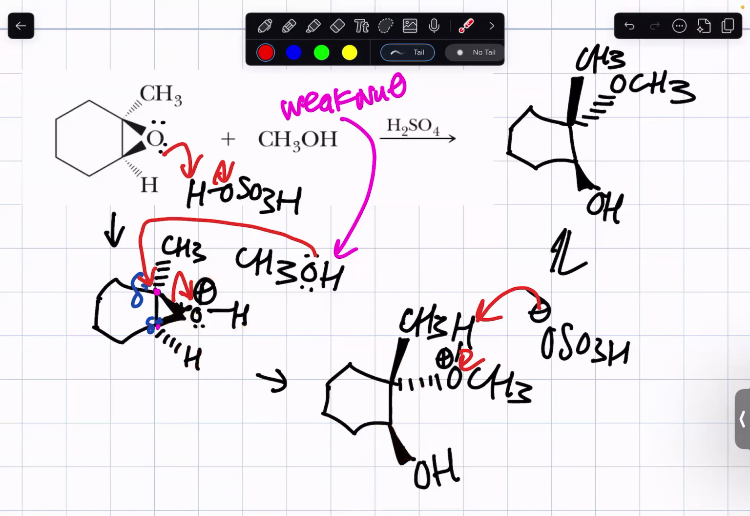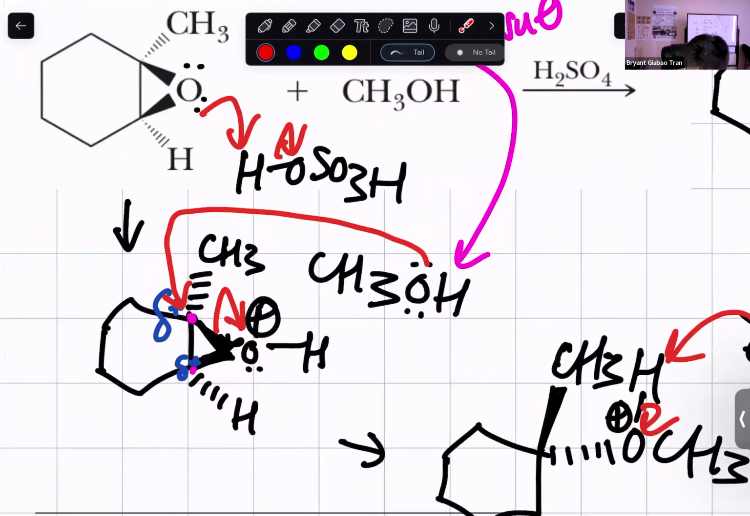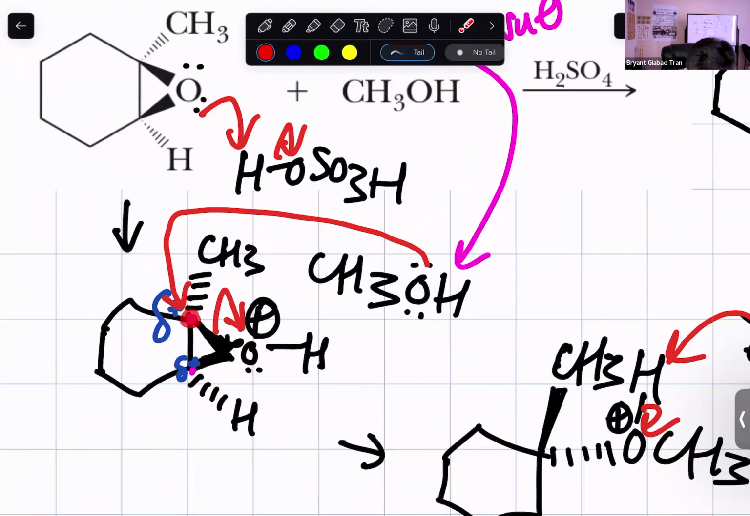Okay, I think I get the inversion of stereochemistry. I just don't get the nucleophiles that are hitting it, like the OSO3H. I don't understand that part. So what atom is attacking this carbon here? What atom is attacking that more substituted carbon? It would be the oxygen. The oxygen right there, right?